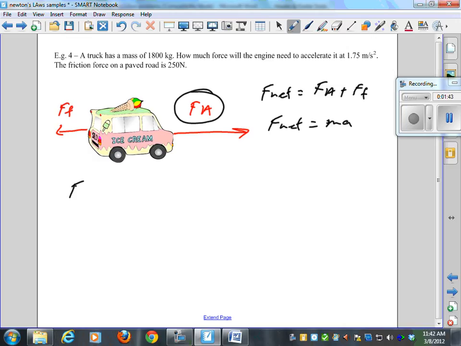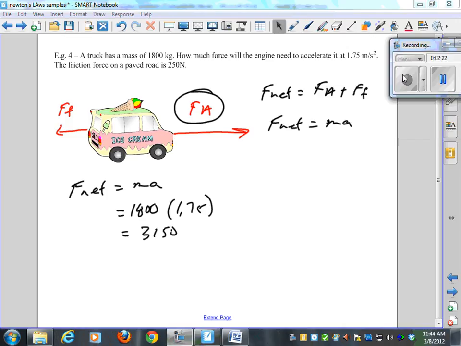So, F net is equal to MA. What are you doing, Chris? Bringing my calculator out. Okay, so I got 1,800. The required acceleration is 1.75. Notice how I've got my formula. I substitute, and then what do I do? Multiply. Riley, are you getting this down? 3,150.